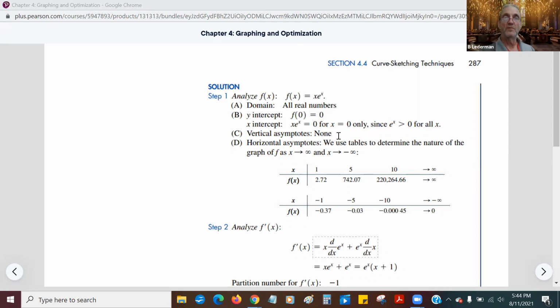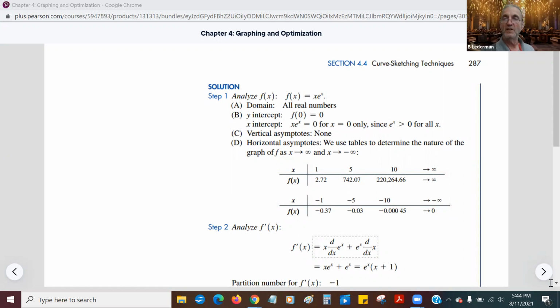There are no vertical asymptotes, and there's one horizontal asymptote, and that's here when x goes to negative infinity. This function goes to 0, which is kind of cool. All right. Anyways, that's what we get from just the algebra of it.